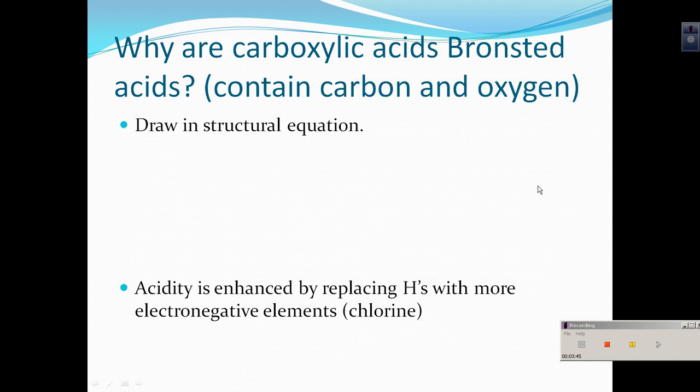Now, carboxylic acids, why are they Bronsted acids?